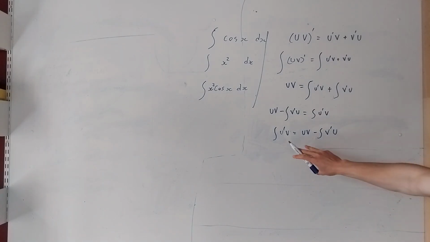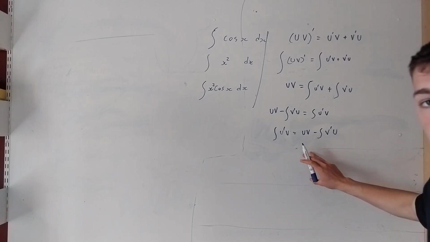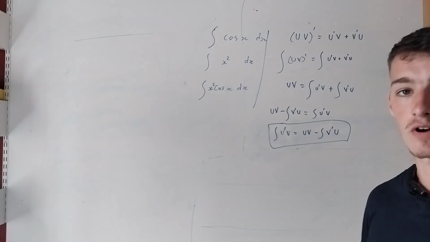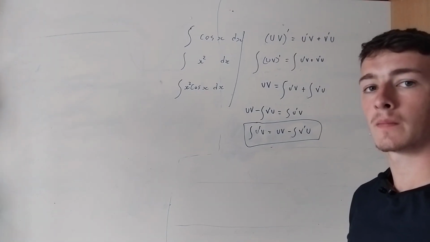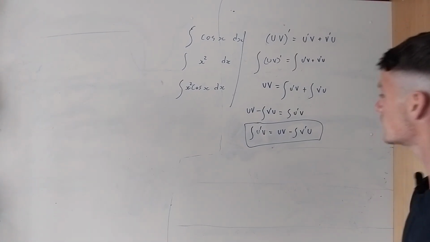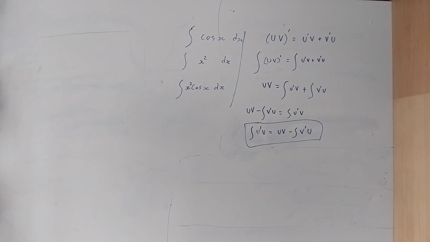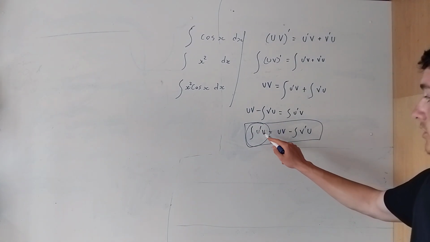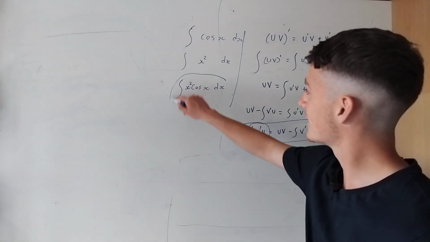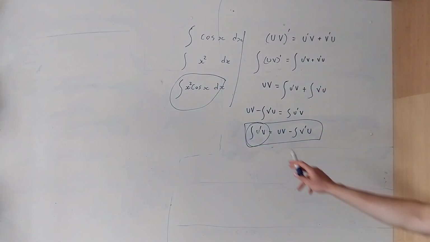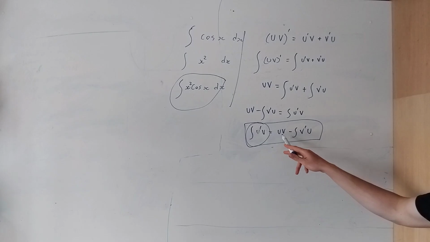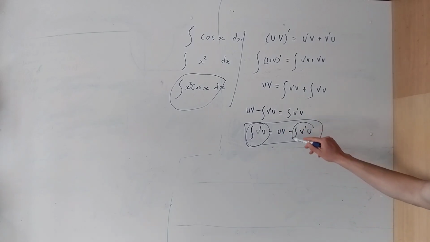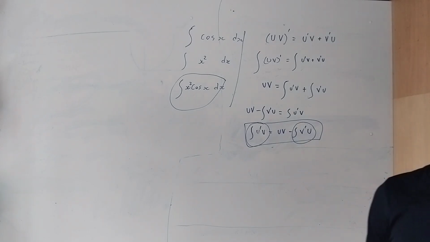Now, if you've seen integration by parts before, that should look familiar. And that is integration by parts. The idea is, if you have an integral of a product of two functions like this, using this fact, you can rearrange this, and hopefully this integral is something you know how to calculate.